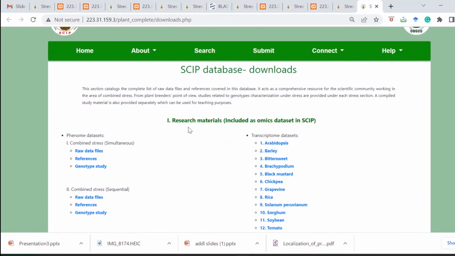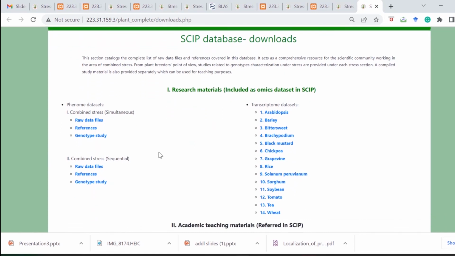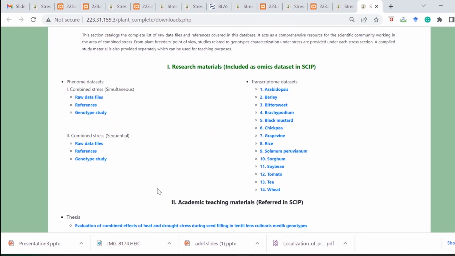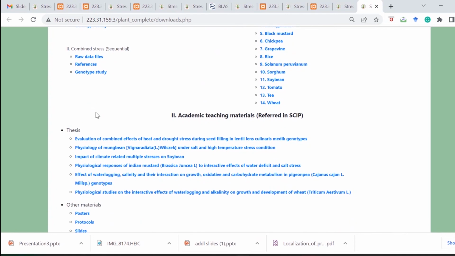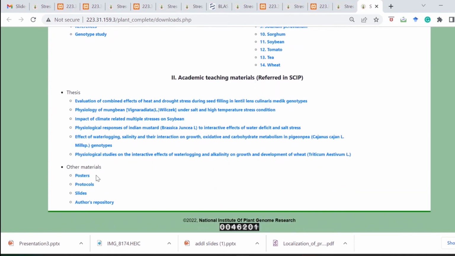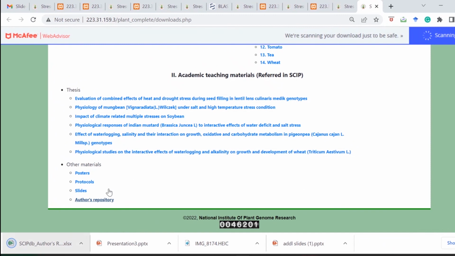Herein we see that various kinds of research materials are available, which include the raw data files and the processed data files to analyze information on the combined stress conditions in all the plant species, and the transcriptomic datasets. Then there are various academic teaching materials in the form of theses published in the field of stress combinations in plants, posters, and various protocols for imposition of the combined stress. The database also provides a list of important labs working in the field of combined stress studies. The whole list can be downloaded from here.